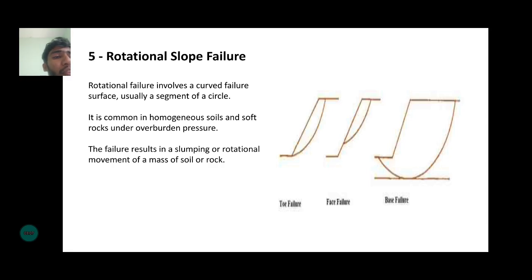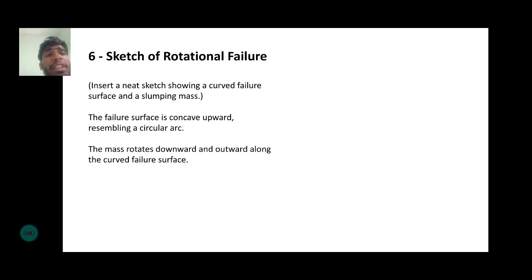Here we can see toe failure, face failure, and base failure. Here mainly base failure is the biggest failure among these three types. Sketch of rotational failure: insert a neat sketch showing a curved failure surface of a slumping mass. The failure surface is concave upward, resembling a circular arc. The mass rotates downward and outward along the curved failure surface.